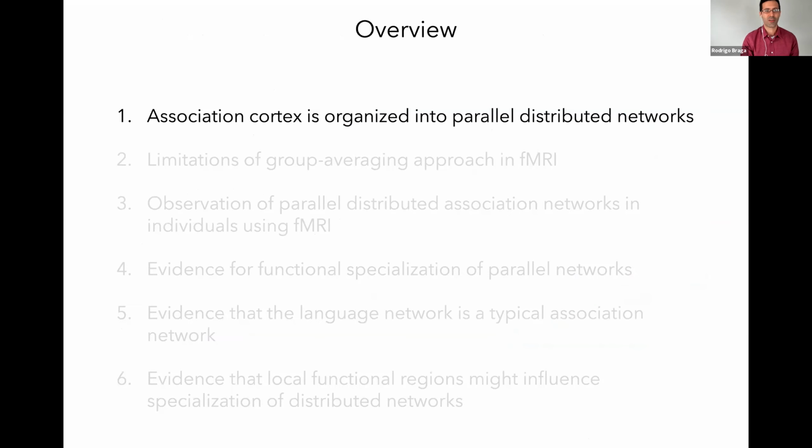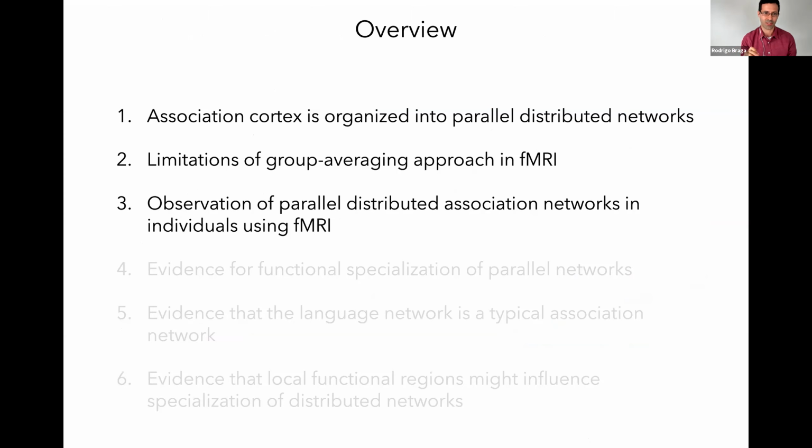So just to go over a brief overview of my talk, I'm first going to look at the organization of association cortex. I'm going to show you how association cortex is organized into parallel distributed networks. I'm then going to talk about some of the limitations of group averaging in fMRI. And then from there, I'm going to talk about the observation of parallel distributed association networks in individuals using fMRI, and talk about evidence for functional specialization of these parallel networks.